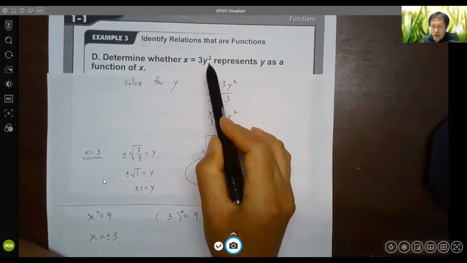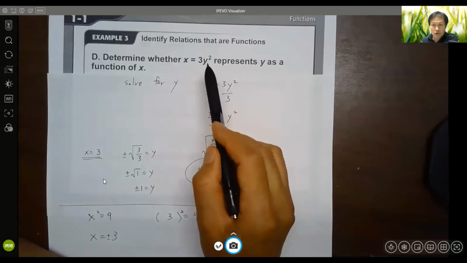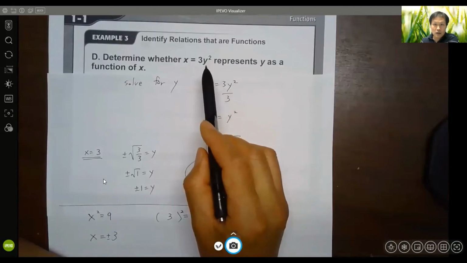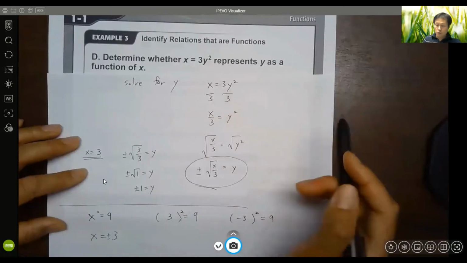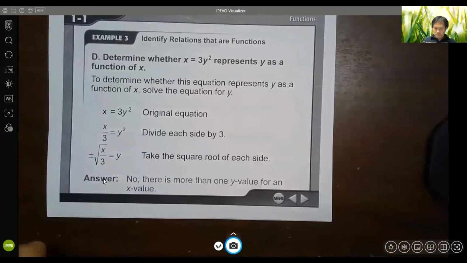Okay, so rule of thumb. When you have y as a power of even power, second power, third, fourth power, sixth power also, that's when you need to be careful. Most likely you will end up with not a function if y has even power. So no, it's not a function.